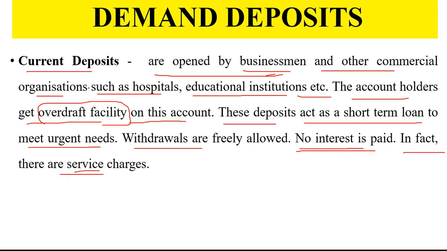So in short, a current account is opened by a businessman, okay, and to current account holders, the bank gives an overdraft facility. Overdraft facility is nothing but a short term loan. The second thing is that you can withdraw any amount from a current account, and there is no limit for withdrawing money. Current account holders do not get any interest from the bank. In fact, there are some service charges paid by the customer to the bank.